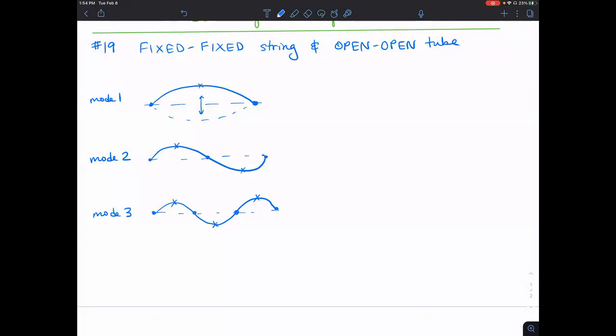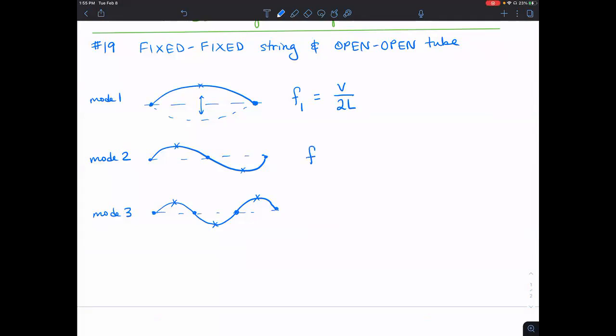Okay, so these are the modes, the standing wave patterns for the fixed string and the open tube. Now, for the natural frequencies of these modes, the fundamental or first natural frequency is F1, and that is V over 2L. That comes because half of a wavelength fits on this string.